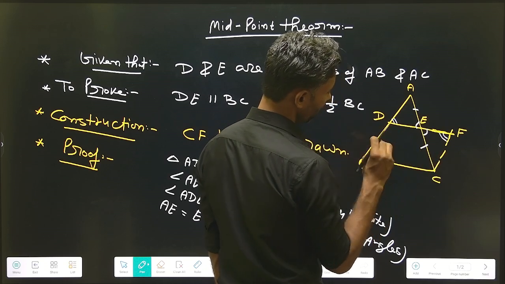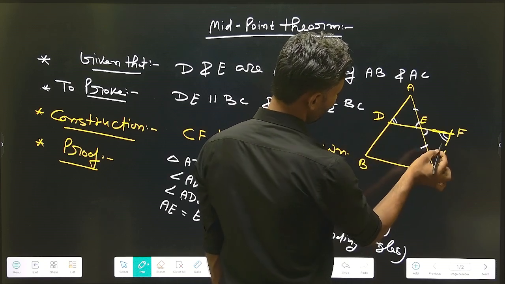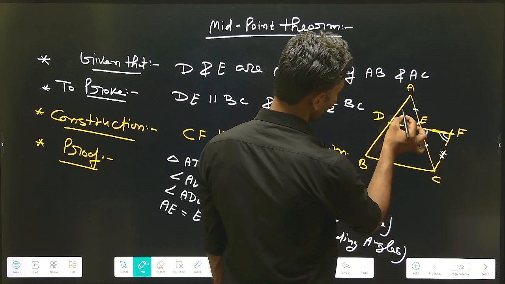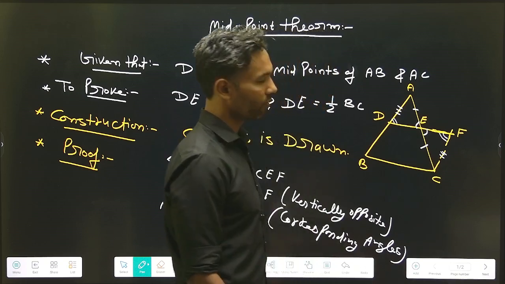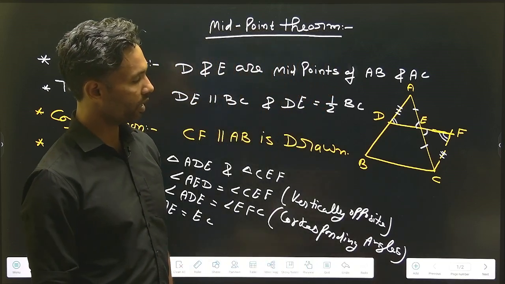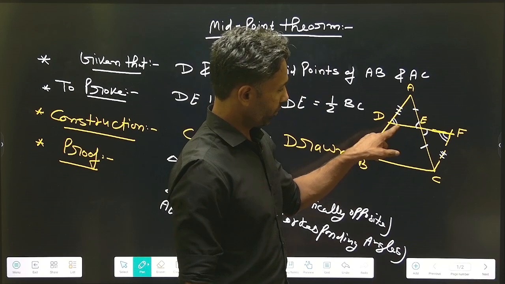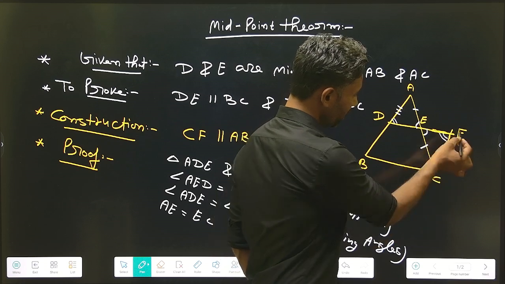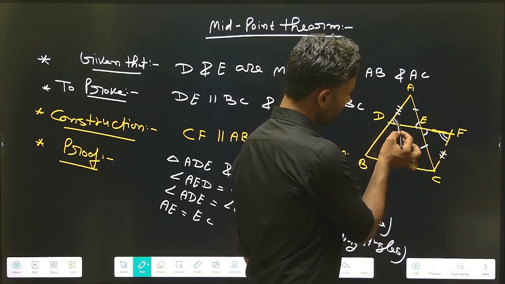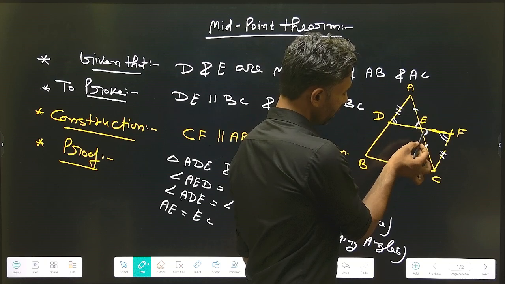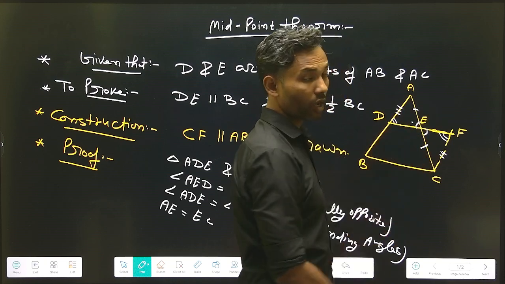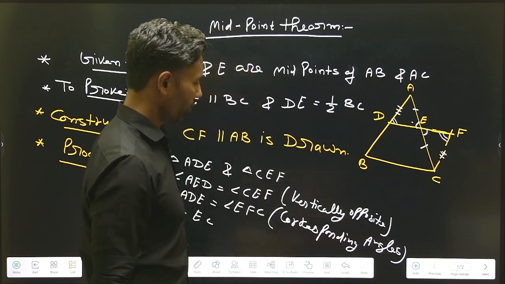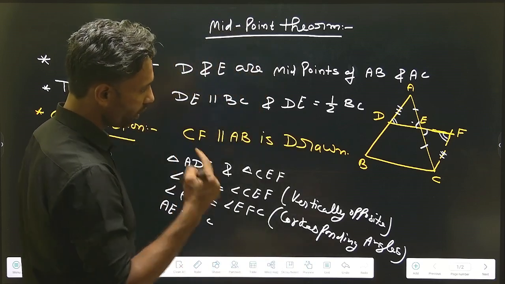Okay, A is equal to EC. Can we say that CF will be equal to AD? Yes, we can say that. Why? Because this angle CF is equal to angle CEF, and CEF is equal to angle AED. So these are the two sides opposite to equal angles. Okay, so we can say that AD will be equal to FC.